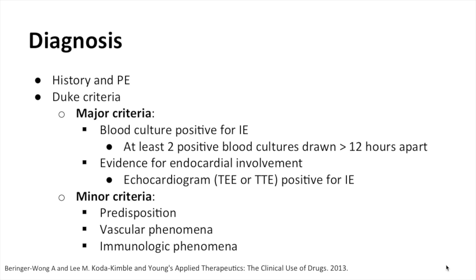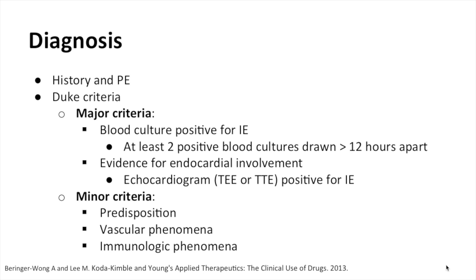For endocarditis to be diagnosed, the history of the patient has to be taken as well as the physical examination. Diagnosis uses the Duke criteria, which is divided into major criteria and minor criteria. For the major criteria, at least 2 positive blood cultures need to be drawn at least more than 12 hours apart. And for evidence of endocardial involvement to be seen, an echocardiogram, either TEE or TTE, has to show positive in order to diagnose for IE.